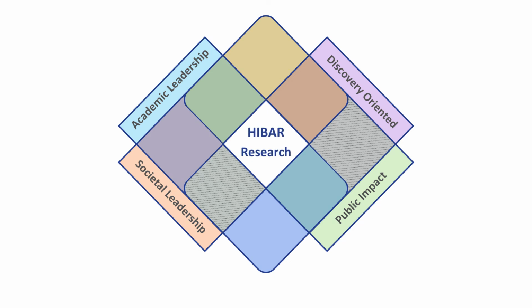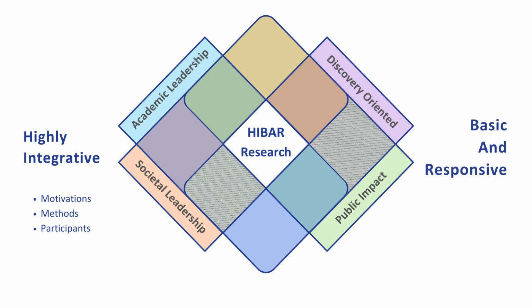The white diamond in the center describes HIBAR projects, which have all four of the classification characteristics: the dual purposes of new knowledge discovery and public impact, and the dual leadership by academics and people in society. They are described by the acronym HIBAR because they are highly integrative. These projects deeply integrate different motivations, methods, and participants. And basic and responsive because they embrace the academic character and purpose of basic research while being responsive to public need.